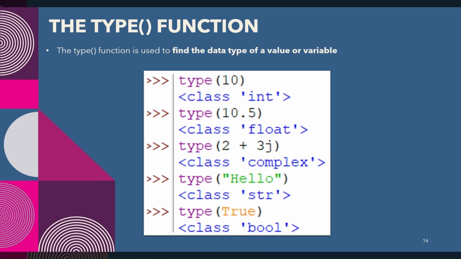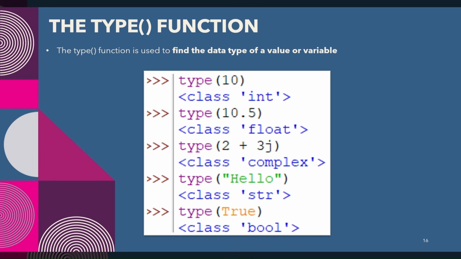Next we have type function. This is used to find the data type of a value or variable. If I am writing type of 10, then it is giving me output as int. As we know, 10 does not have any decimal, does not have any imaginary part, so its type will be int. Similarly, in the next case, 10.5 would be float.